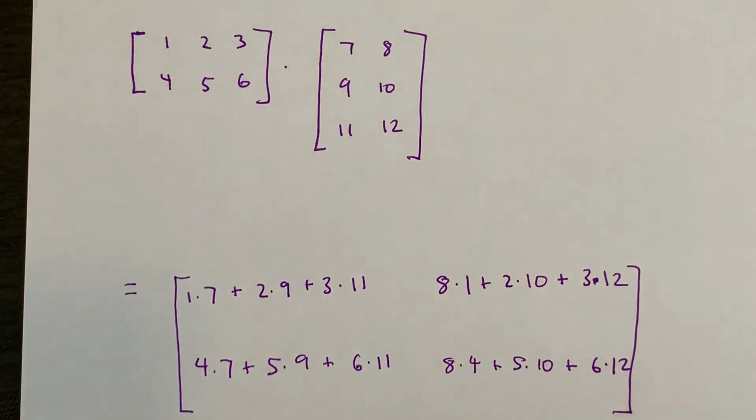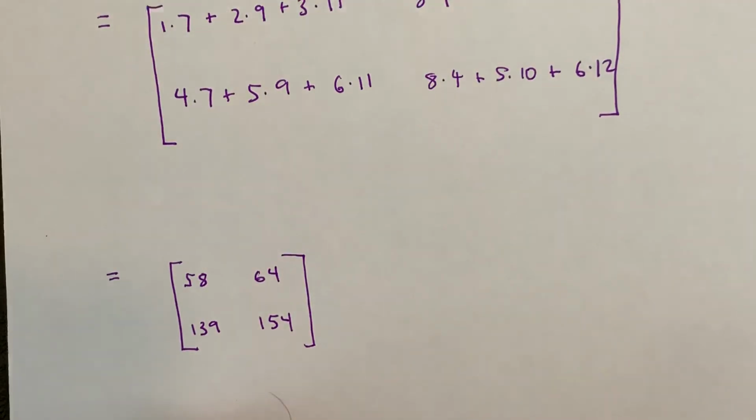And then once you do that computation, all the arithmetic, you should end up with, pause it, do it. I think that's your answer right there. 58, 64, 139, 154. So that's how you multiply matrices, kids.